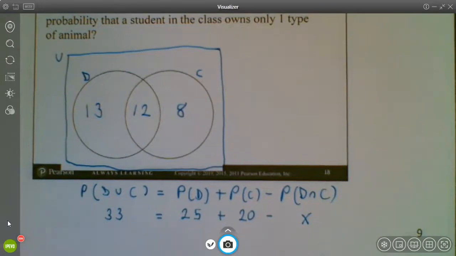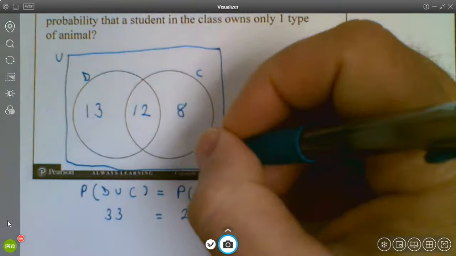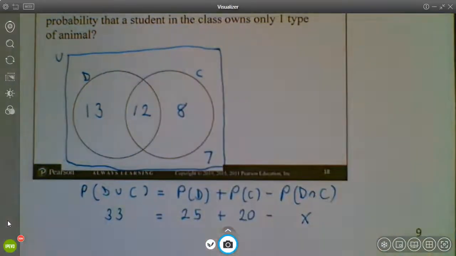So if we subtract that from our 40 students, that means there are 7 in the group who don't own either one. Okay, and so now that we have this filled out, and all these would be divided by 40 if we wanted to convert them to a percent. So now let's look at the question.